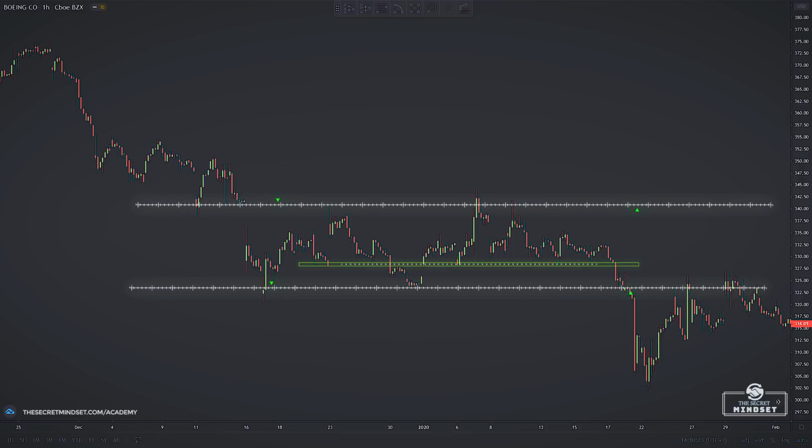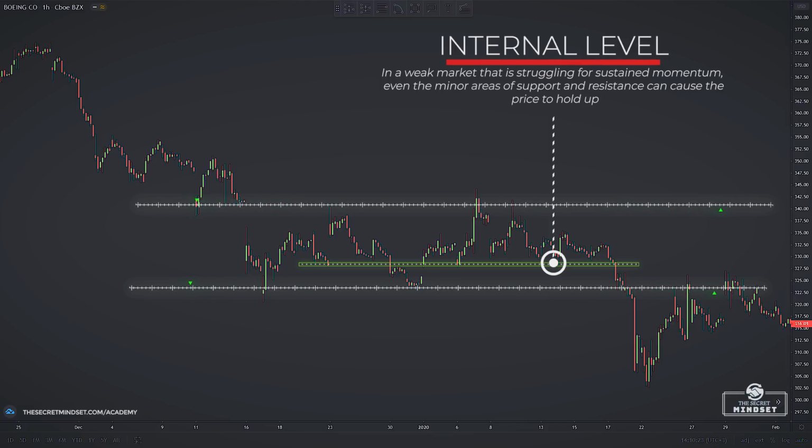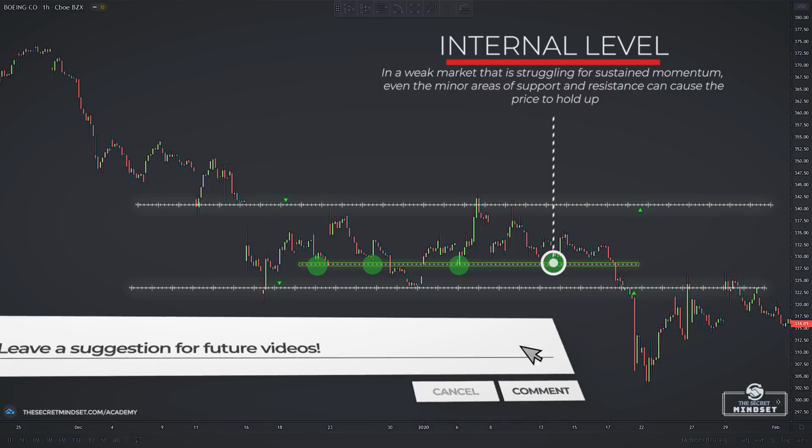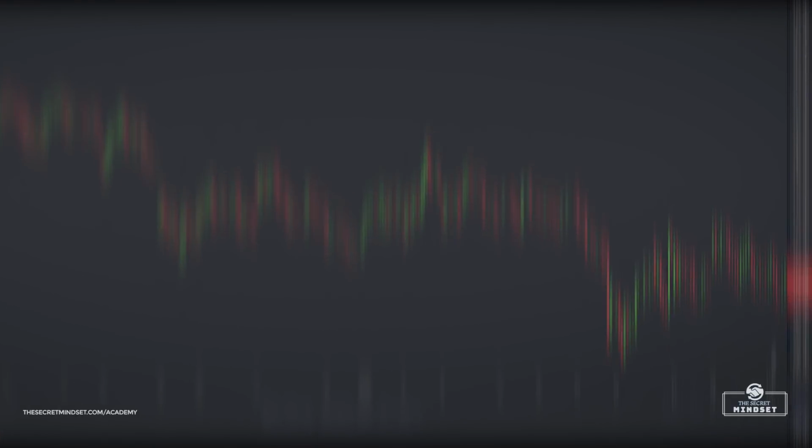In a weak market that is struggling for sustained momentum, even the minor areas of support and resistance can cause the price to hold up. Hence, all possible trouble areas, major and minor, need to be settled in your trade management and planning phase. While doing so doesn't entirely eliminate the notorious surprise factor of sideways markets, it does eliminate a lot of ambiguity around the seemingly unpredictable price action.